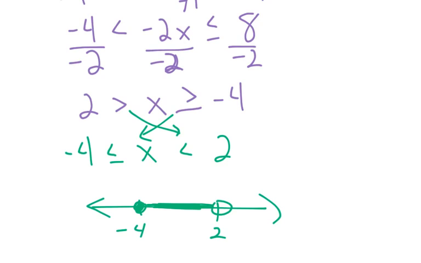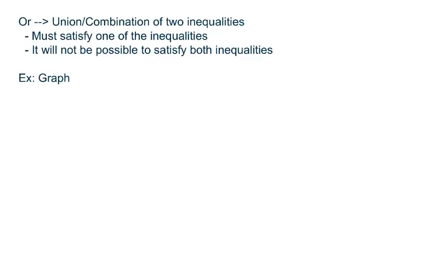The other type of compound inequalities is or inequalities. And or inequalities is the union or combination of two inequalities. Okay, an answer here is going to satisfy one of the inequalities, and it's not possible to satisfy both. Let me give you an example.